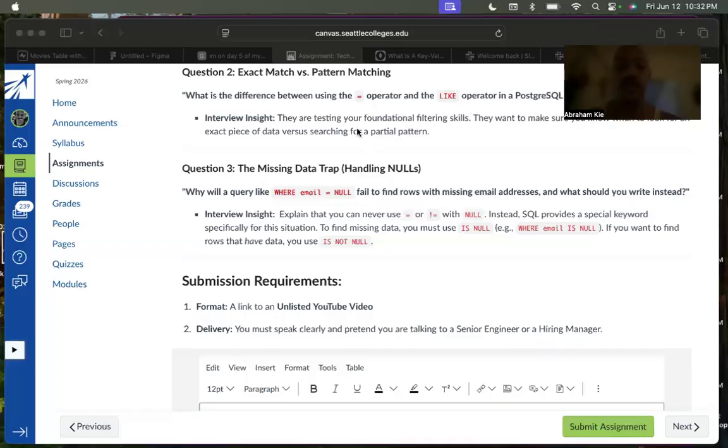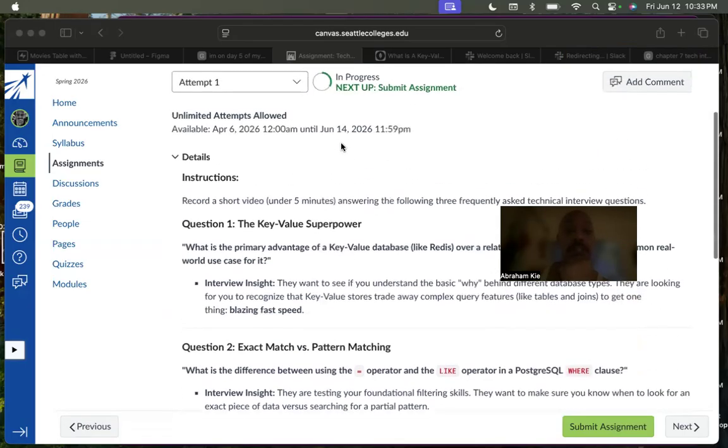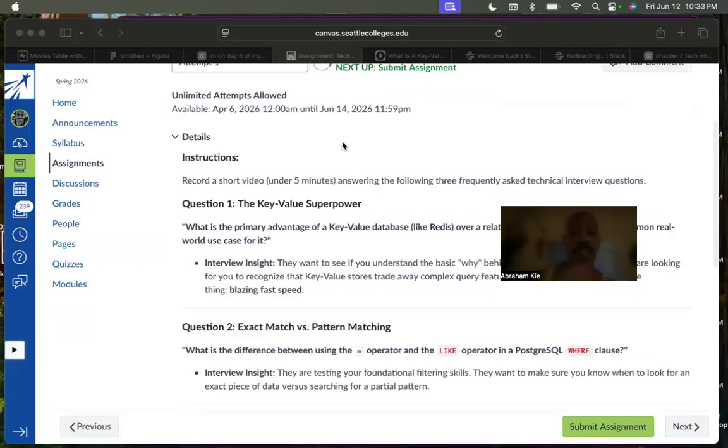This is for week number 7, technical interview. So I'm going to share my screen so I can read the questions. Let me minimize this because it gets in the way. All right, let's get started since we have a very small amount of time. Some questions here, once again for interview prep, week number 7. Let's dig into this.